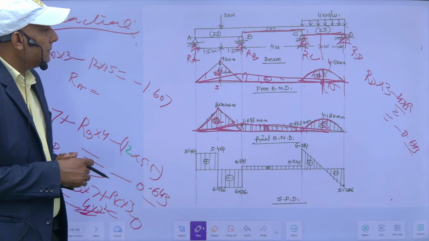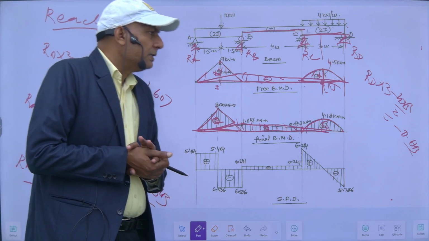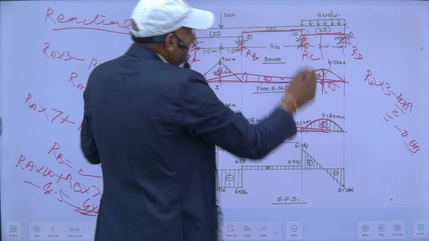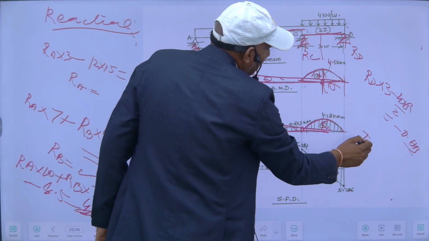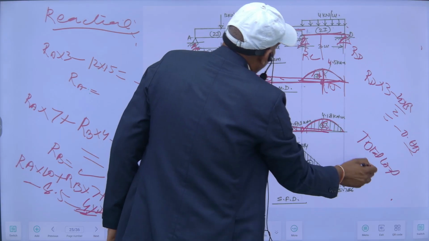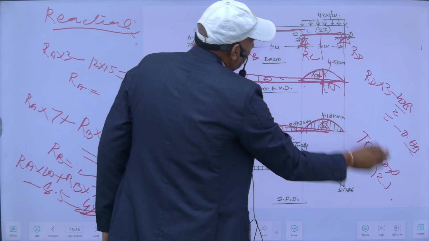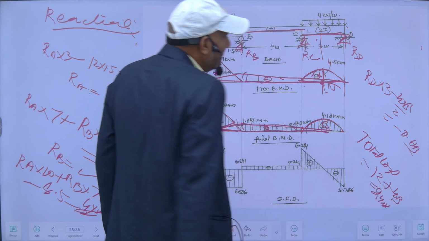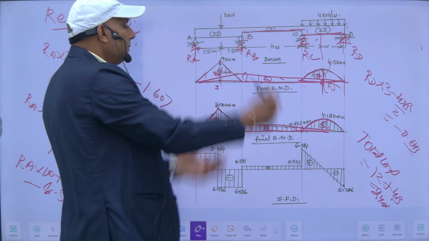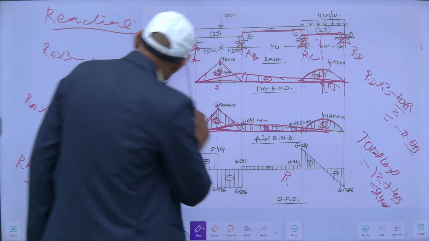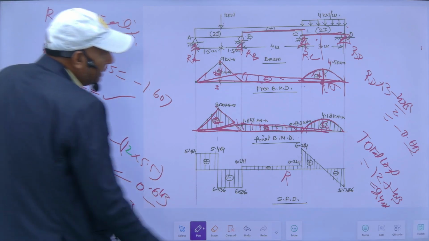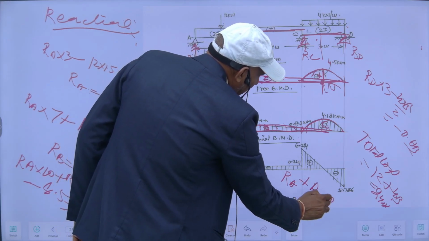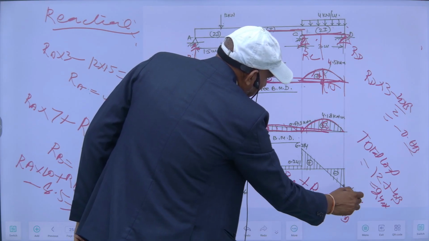If I want to check whether the reactions which I calculated are okay or not, what I will do? My total vertically downward load is 12 plus 4 into 3, so this is 24 kilonewton. That should be equal to the sum of the total upward reactions, so RA plus RB plus RC plus RD should be equal to 24 kilonewton.